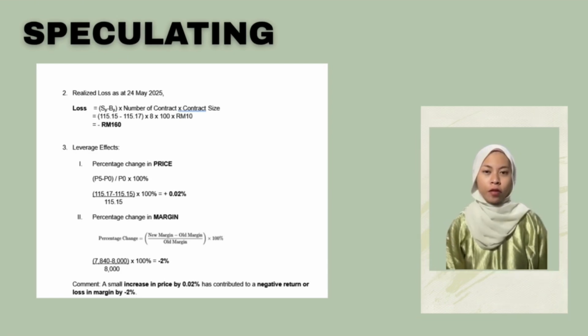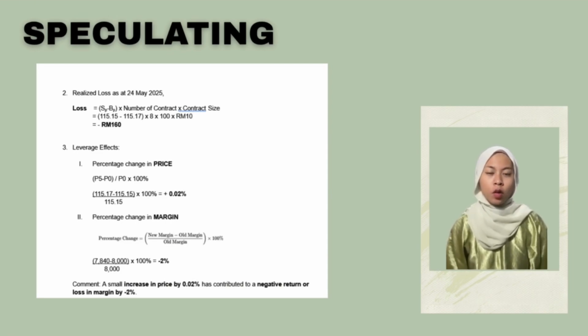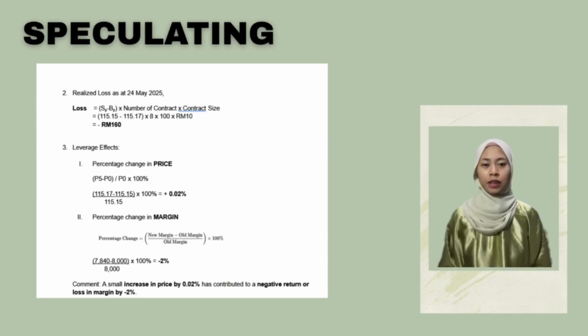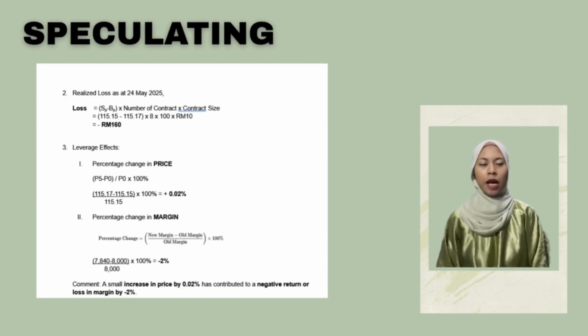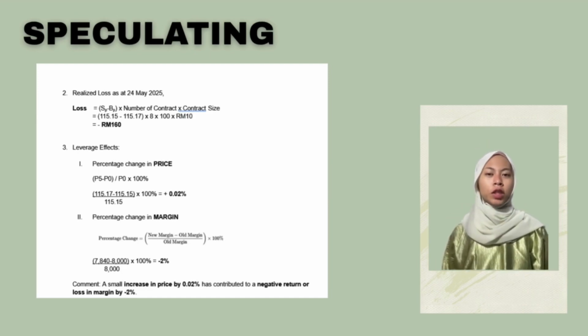Then, we calculate the leverage effect for price using the formula: price on day 5 minus price on day 0, divided by price on day 0, multiplied by 100%. Our price on day 5 is 150.70 minus price on day 0, 150.50, divided by 150.50, multiplied by 100%. So we get positive 0.02%. The percentage change in margin is new margin minus old margin, divided by old margin, multiplied by 100%. Our new margin is 7,840 minus 8,000, divided by 8,000, multiplied by 100%, and we get negative 2%. So a small increase in price of 0.02% has contributed to a negative return, or loss, in margin of negative 2%.